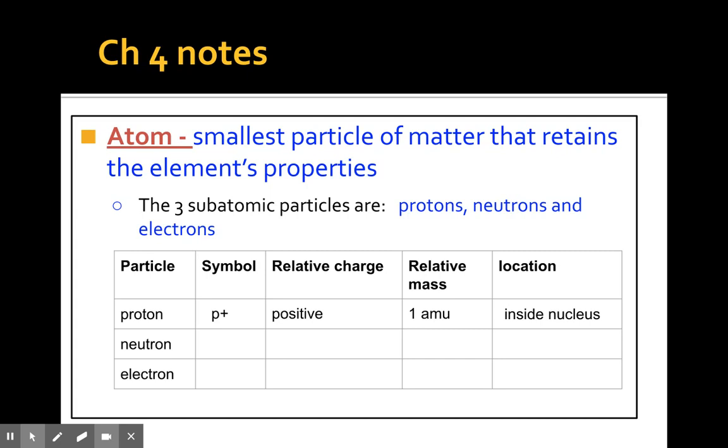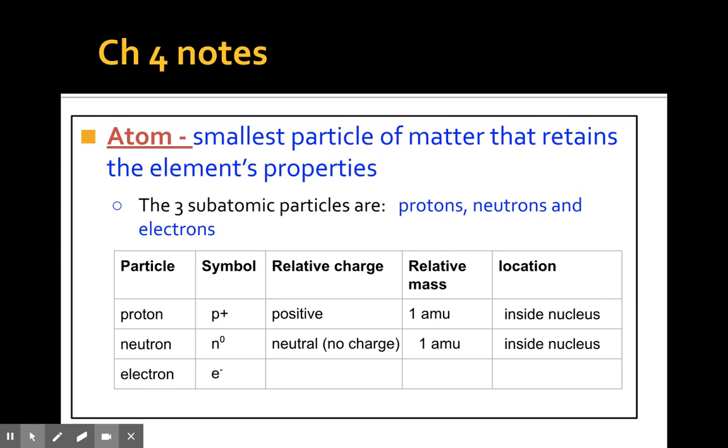Moving on to a neutron. The symbol for a neutron is an N with a little 0 above it as a superscript. Neutrons are neutral, which means they do not have a charge. The relative mass is also 1 AMU. And neutrons are also located within the nucleus. So protons and neutrons are the two particles that are located inside the nucleus of an atom.